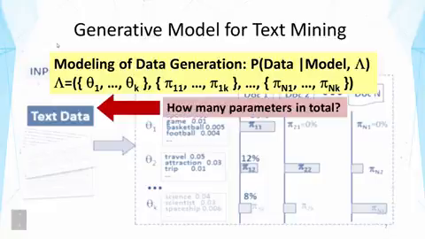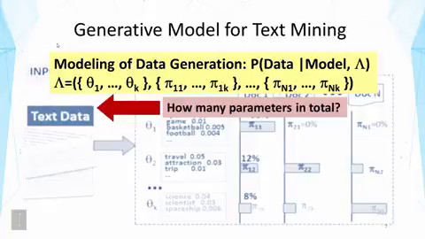Now, one interesting question here is to think about how many parameters are there in total. Now, obviously, we can already see n multiplied by k parameters for pi's. We also see k theta i's, but each theta i is actually a set of probability values, right? It's a distribution over words. So I leave this as an exercise for you to figure out exactly how many parameters there are here.